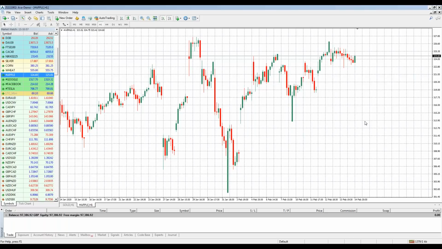Or if it gaps and just keeps running, you can ride the wave in the same direction as the gap, expecting the momentum to continue if it doesn't start to retrace the gap. I'll show you that on the indices, which already gapped. I'll show you how that works.